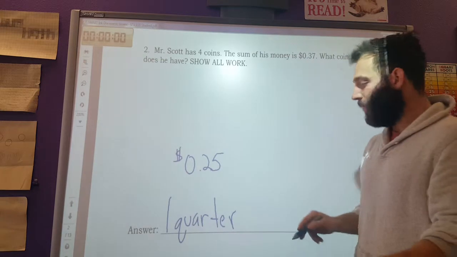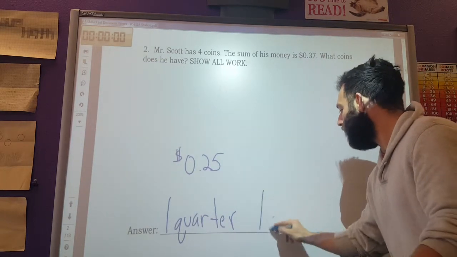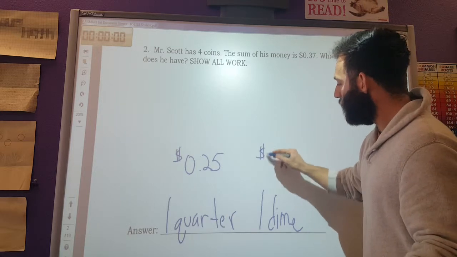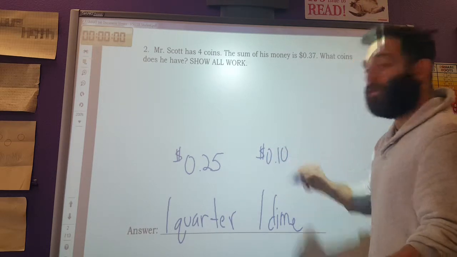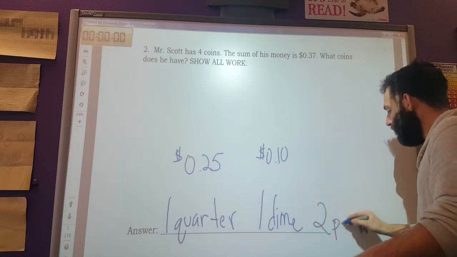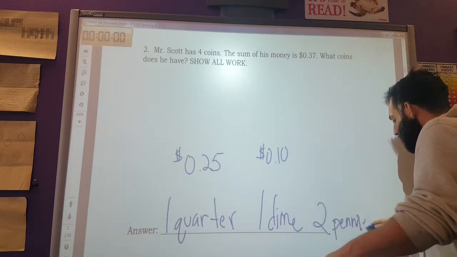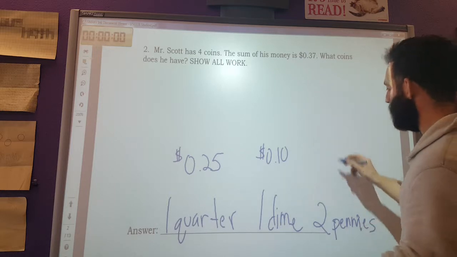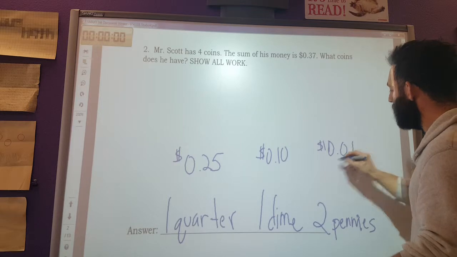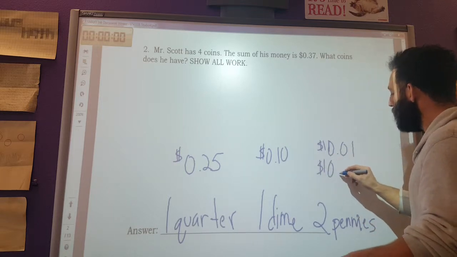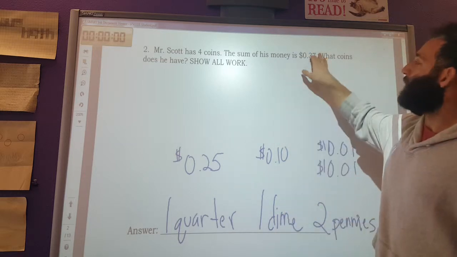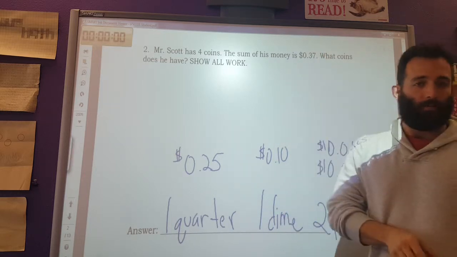he's got 1 quarter, which is worth 25 cents. He's got 1 dime, which is 10 cents. And then he has 2 pennies, which are each worth 1 cent. And I could add those up, and that would give me 37 cents.